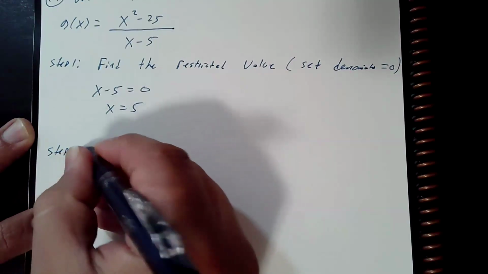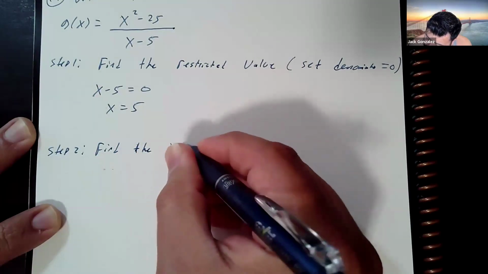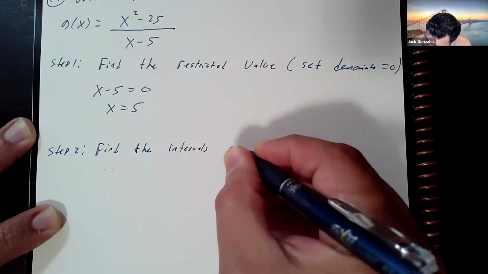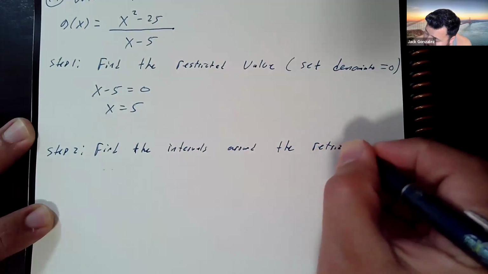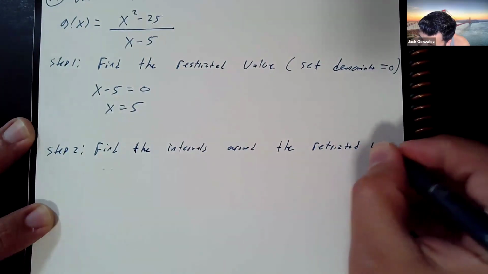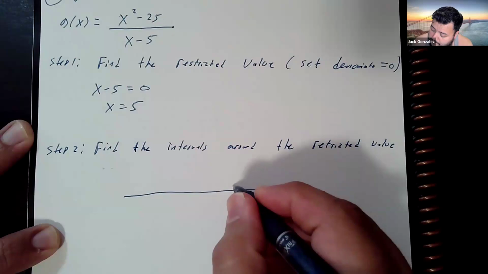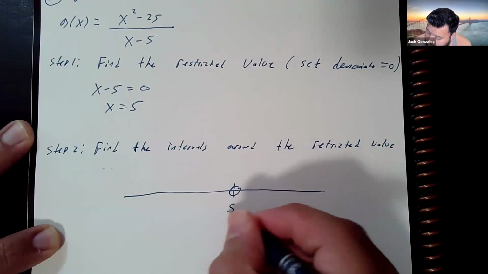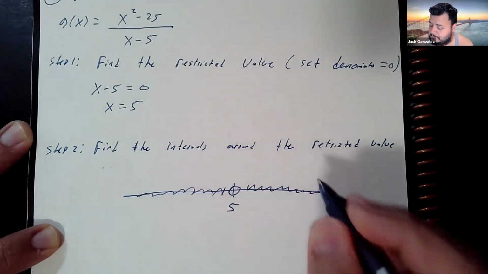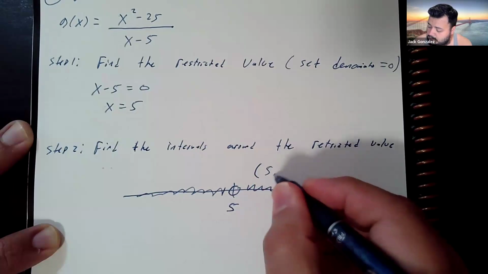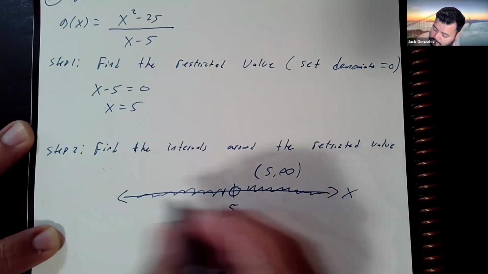Step 2, find the intervals around the restricted value, because everything else is cool except this number. So you just have to say it in math symbols. There's a hole at 5. Everything after 5 is cool, and everything before 5 is cool. So you would write 5 to infinity for everything after, and everything before.